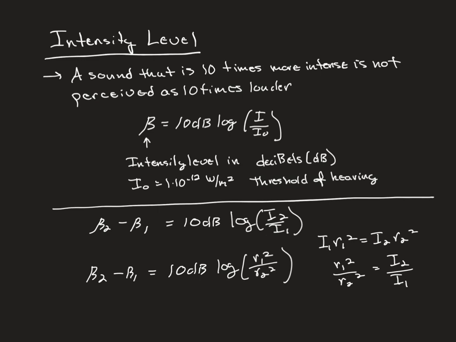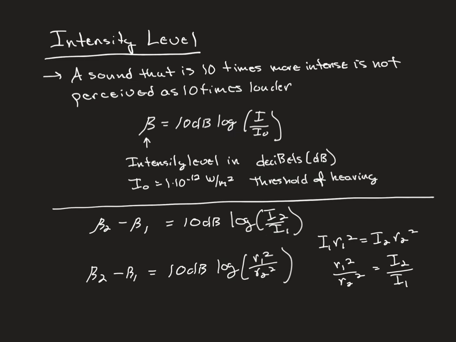So this equation up here compares the sound intensity to the threshold of hearing, the lowest intensity sound you can perceive, and it bases an intensity level on that. So how loud the sound would be, remember it's a logarithmic scale compared to intensity.